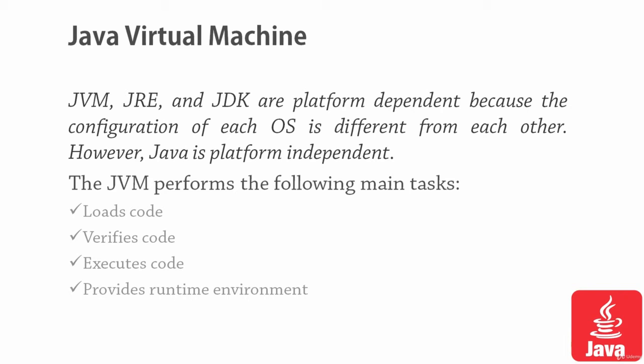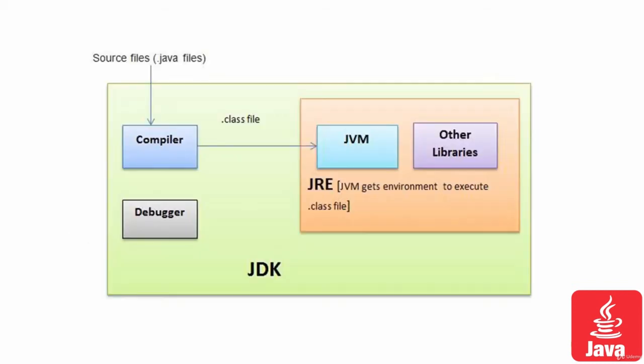There are certain main tasks that the JVM performs. It loads the Java code, verifies the code, and executes the code. It provides a runtime environment for running those things. So here's the difference between these three things, JVM, JRE, and JDK. It could be understood here.